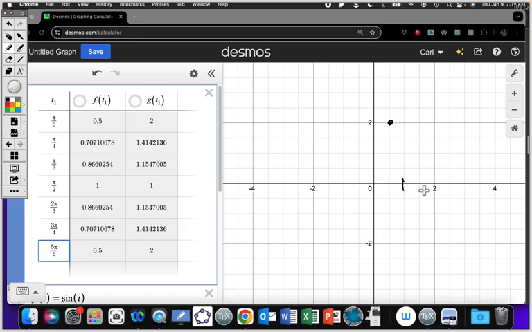So 0.7-ish, 1.5-ish. 1, 1. Wait, hold on, I messed that up. So that's a half, 2, 0.7, 1.5, 1, 1. Point roughly. Well, now we're back to this point.